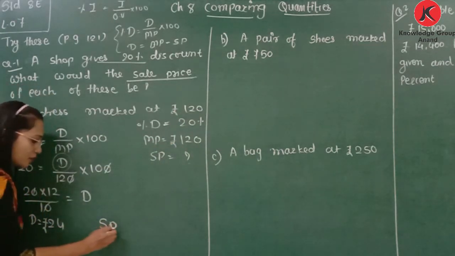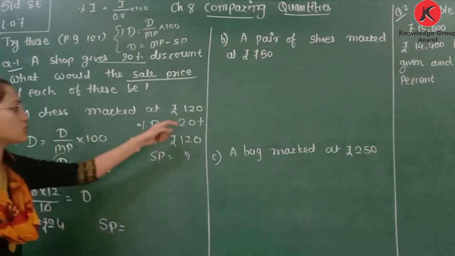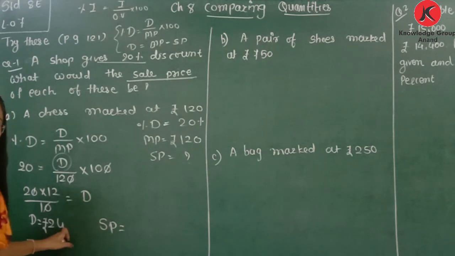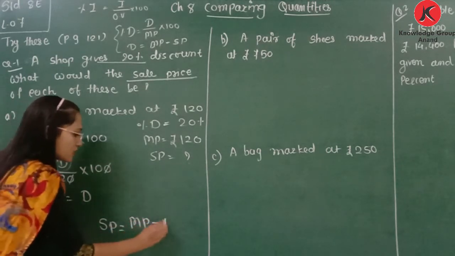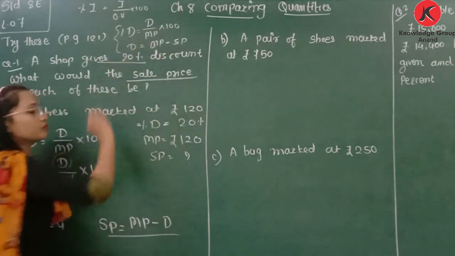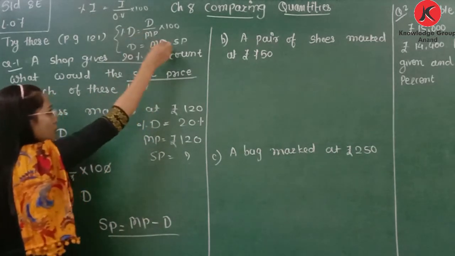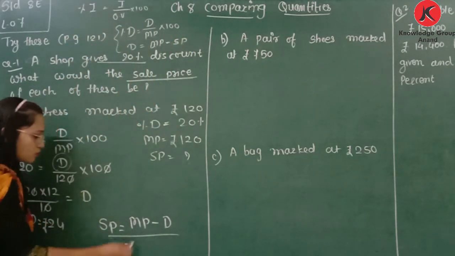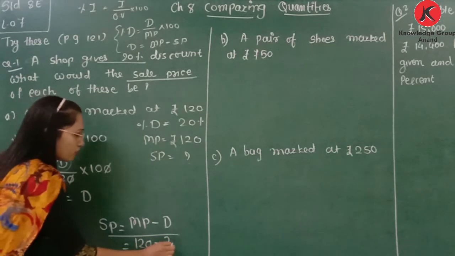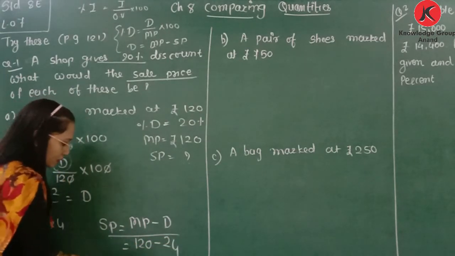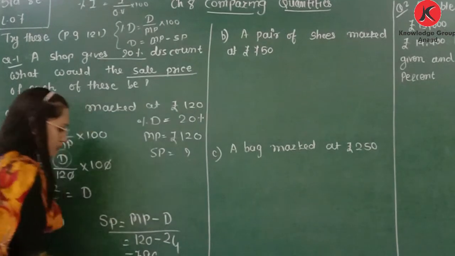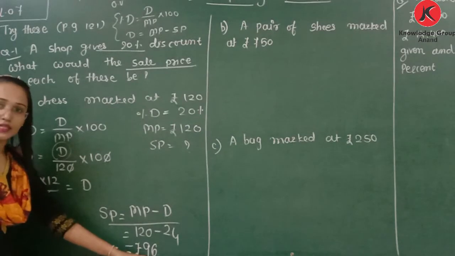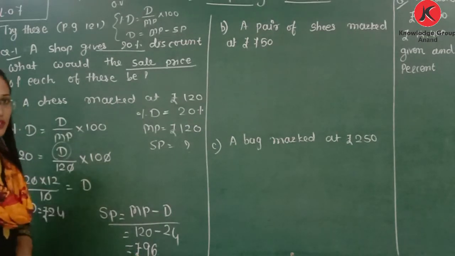So we can find selling price. How we can find selling price? If it is 120 rupees marked price, discount. We get this equation from this. Take marked price on this side, or you can say selling price on this side and discount on the right side. So selling price will be marked price minus discount, that is 120 minus 24. So we get 96 rupees. So price of the dress will be 96 after 20% discount.